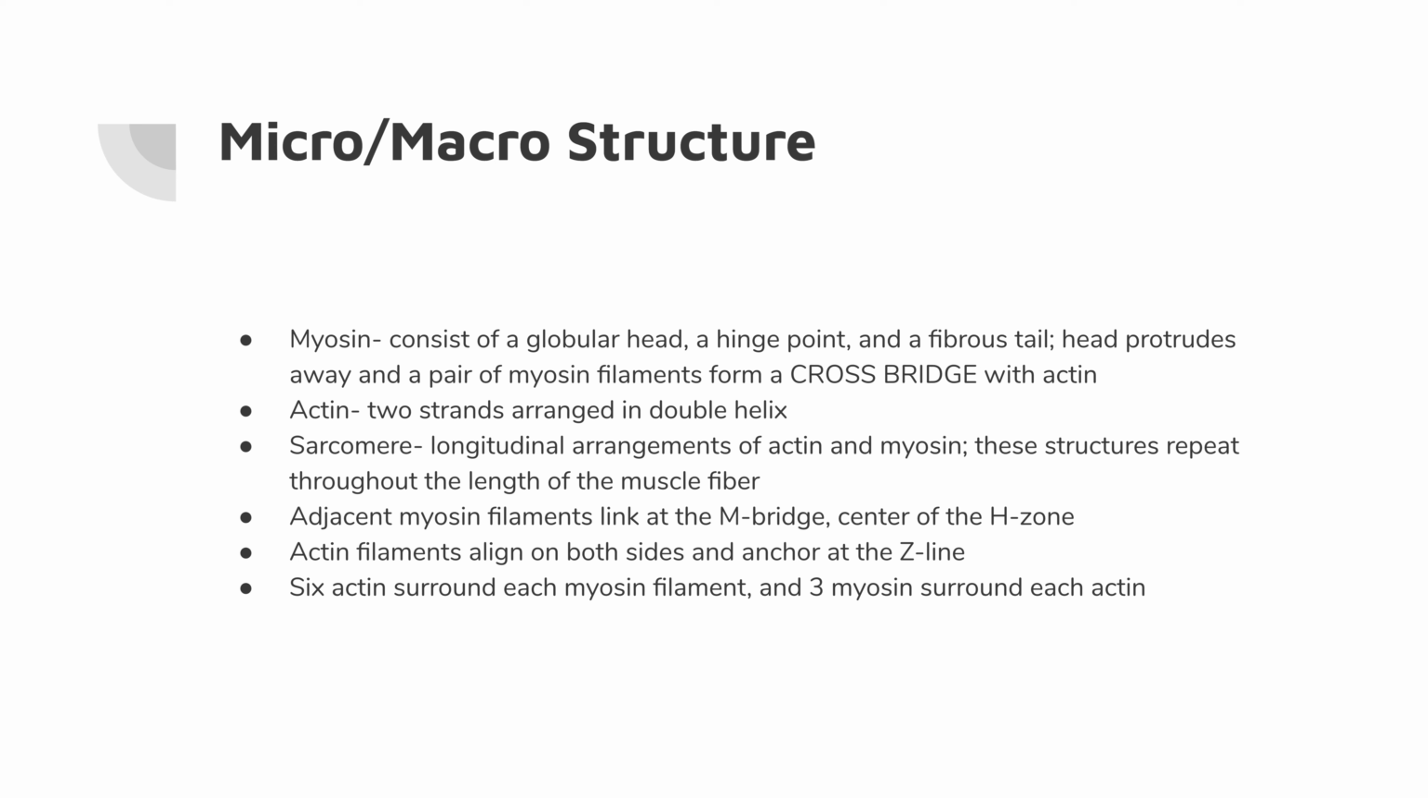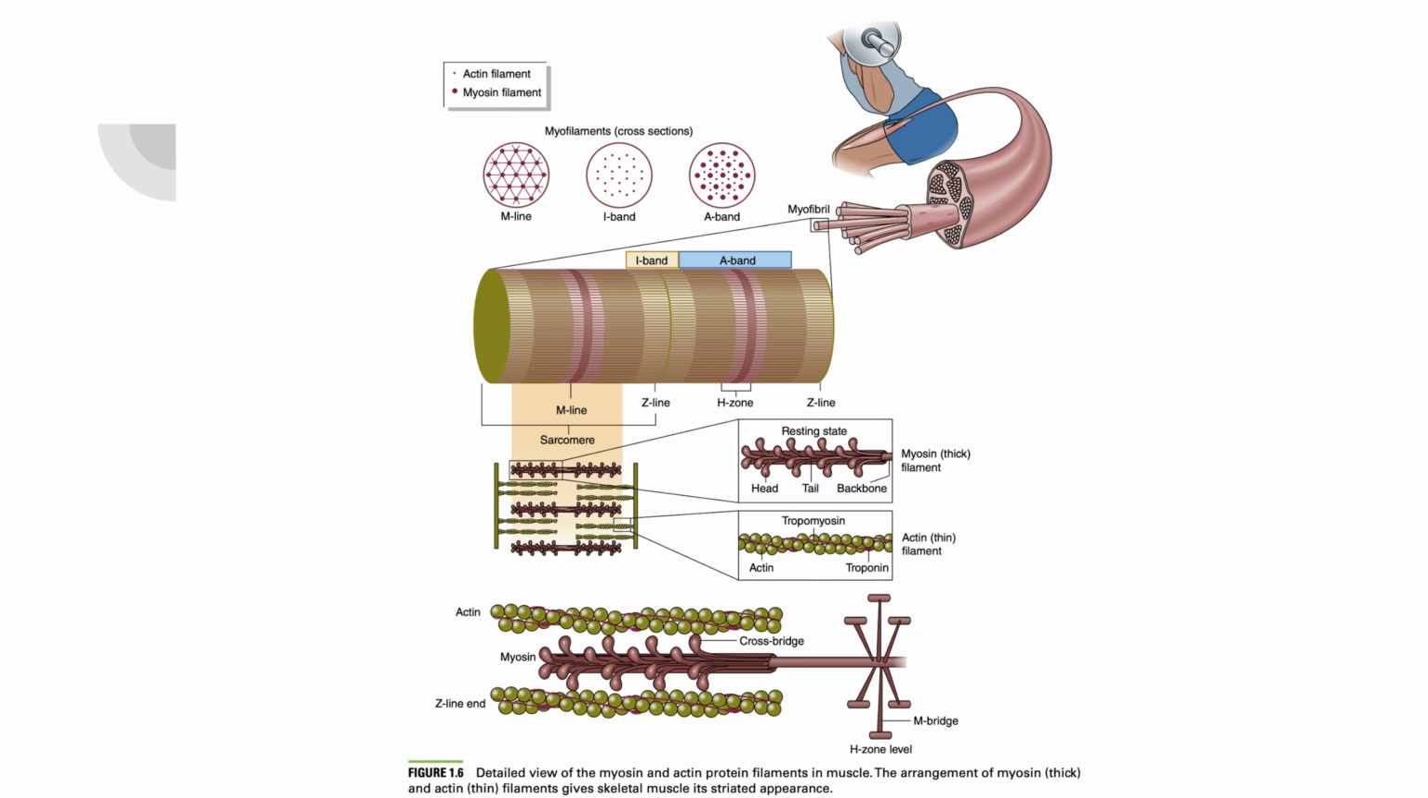At the center of our sarcomere, they're going to link at what's called the M bridge, and that's at the center of an area in the sarcomere called the H zone. Then we have the actin filaments aligning on both ends of our sarcomere at what we term the Z line, and that will illustrate itself once you see the picture. And then if we look at it from a cross-sectional picture, what we're going to see is that 6 actin are going to surround each myosin filament. And then if we look at it from the perspective of actin, we're going to see that 3 myosin surround each individual actin.